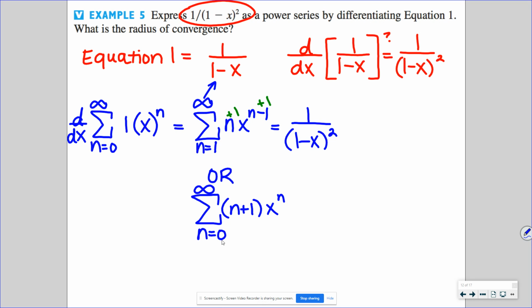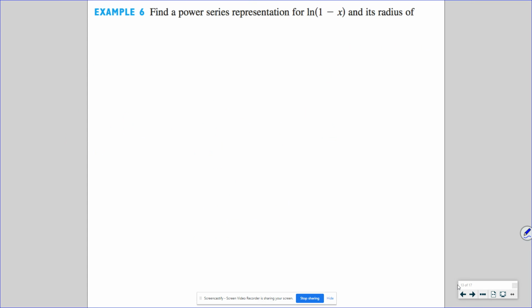So either of these answers would be perfectly acceptable. I know that's tricky, so stay with me. I'm going to show you some more examples to help you through.